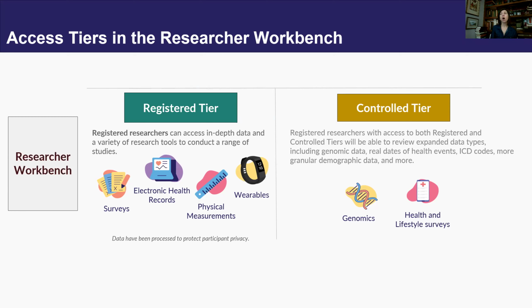because this is our most widely available version of the data. Also within the Workbench is what we refer to as the controlled tier data set. This is data that researchers who are eligible for the Workbench can also access, as long as their data use and research agreement within their institution allows for it. And within the controlled tier, you're going to see the same data sources that you'd see at the registered tier, but in some cases, those data are at a more granular level. You'll also see additional data. So we make available genomics data, as well as some select items from health and lifestyle surveys that are unavailable in the registered tier.